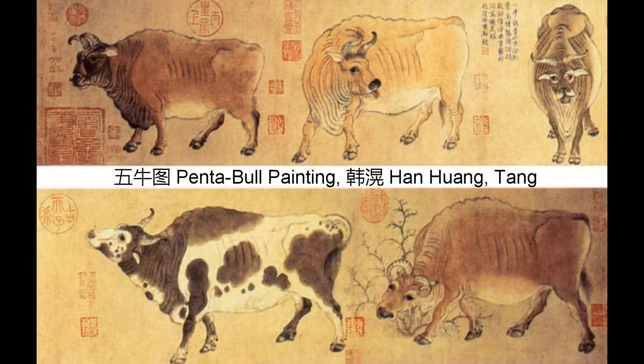Five Oxen is one of the top 10 paintings handed down from ancient China. It was painted by Han Huang of the Tang Dynasty. The painting of 5 oxen depicted 5 bulls and cows in different postures. They look charmingly naive, lovely and adorable.